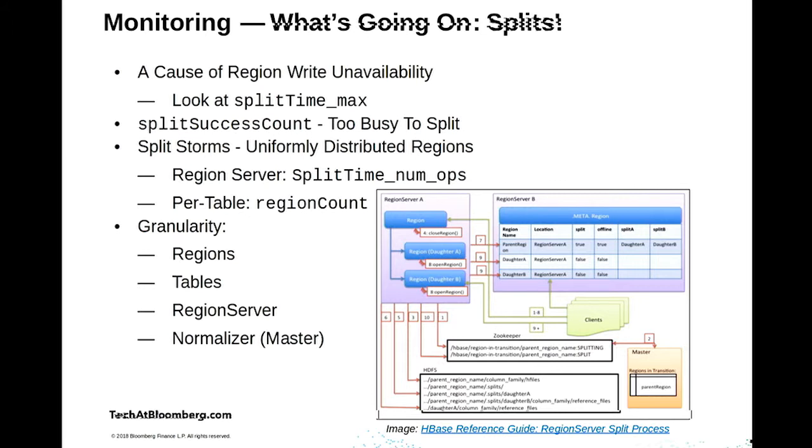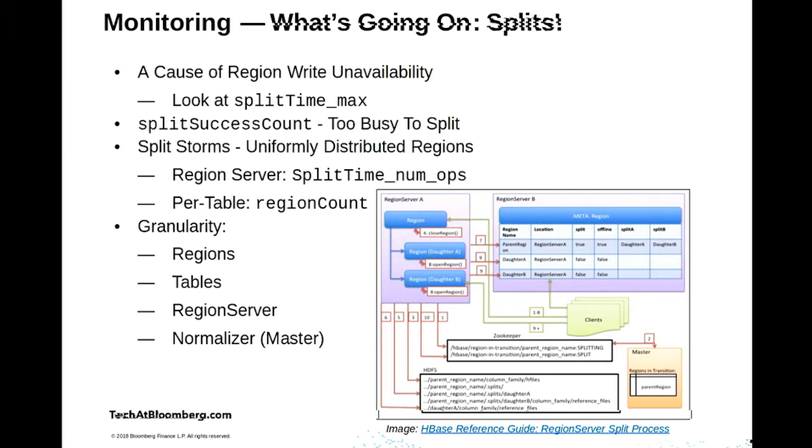Another key part is maybe you've got a ton of writes, you're doing great, but your splits never really seem to complete. And it seems like you're always just having regions growing far too large for your comfort. One of the other key things is to look at split success count. You may be too busy to split, and so if a compaction or something else comes along, then it can invalidate that split.